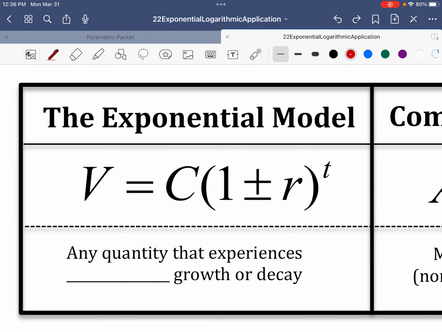Don't forget about the exponential model, V equals C, 1 plus or minus r to the t. And it's always used for percent, right? It's always used for percent growth and decay.